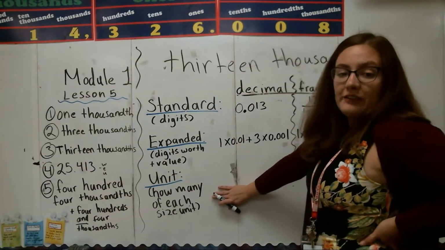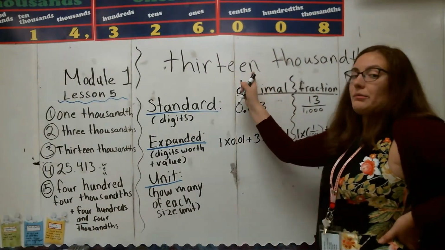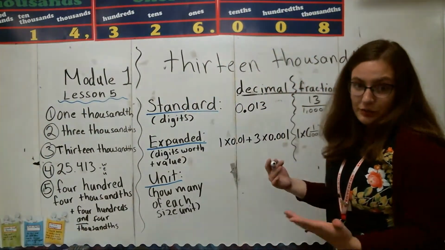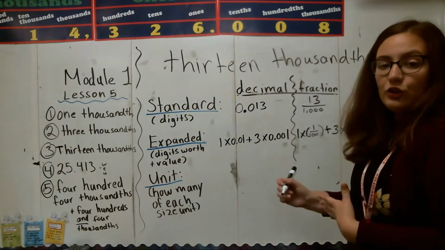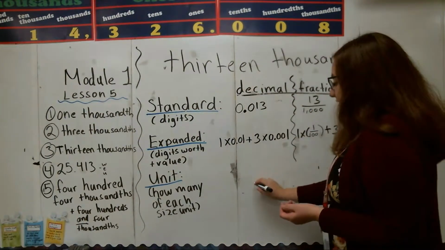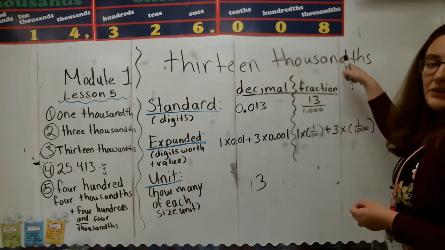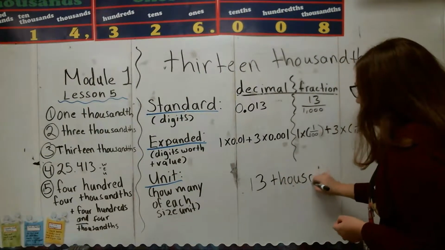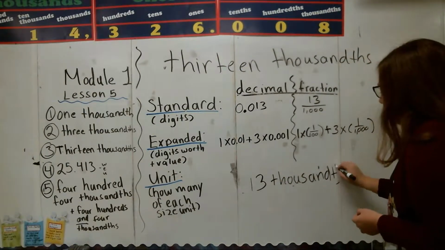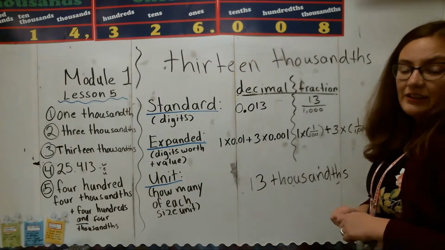Now for the unit form, remember, this is very similar to our word form, except that this number right here is being changed into a unit so we can see how many thousandths I have. So I want a numeral. So this number is 13. I'll write it as 13. And then I'll rewrite this unit that I have up here as thousandths. So I'll write that down here just like so. And this is the unit form of this number.